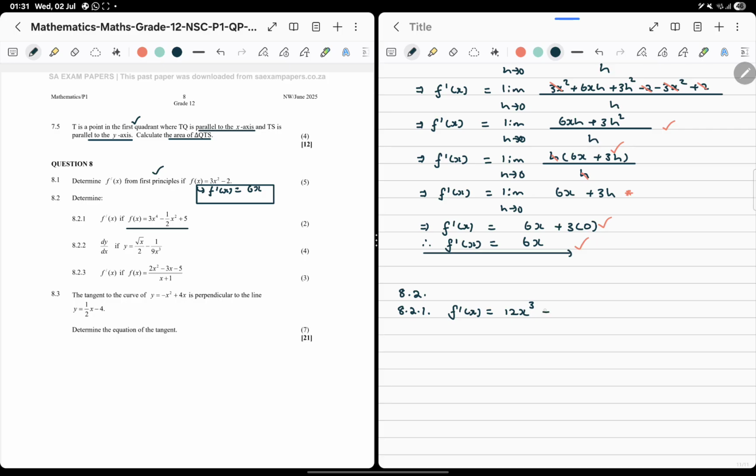And then we're going to have minus 2 times a half is just minus 1. So this is minus x. And then this is going to be just like that. 5 is 0, so we're out. So we get a mark for each one of those derivatives. Nice and easy.